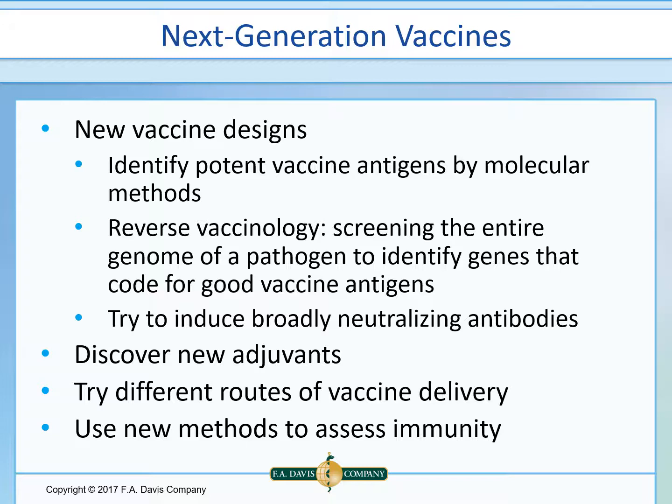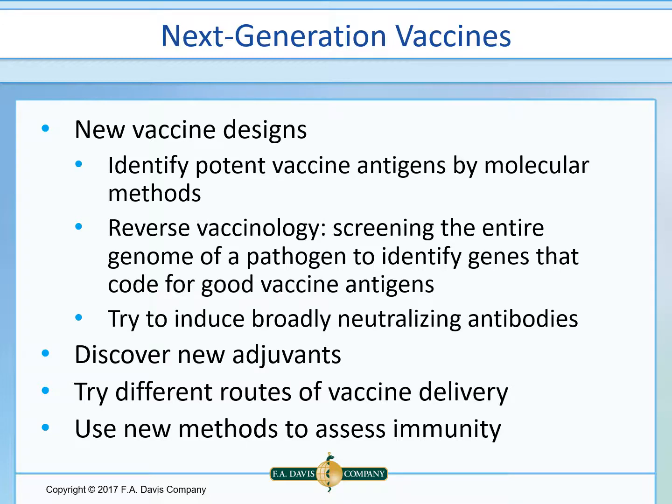The first step in producing an effective vaccine is discovering antigens from a pathogen that will elicit an effective immune response. This step can now be facilitated by the process of reverse vaccinology. In this process, computer analysis is used to screen an entire genome of a pathogen to identify genes that code for proteins that would make good vaccine targets.